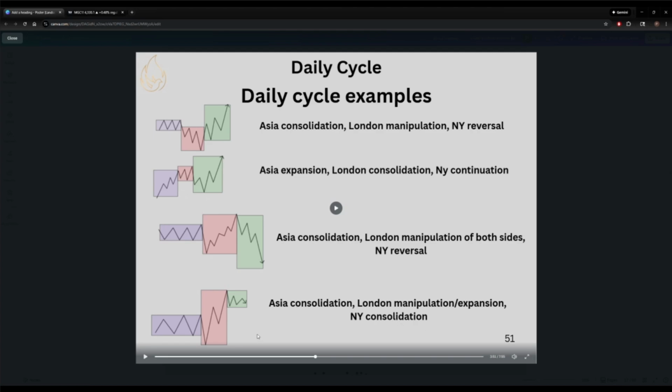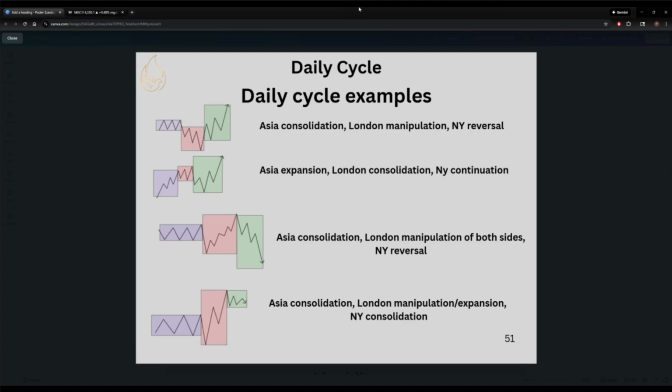Asia consolidation, London manipulation slash expansion, and then New York consolidation. Sometimes, if London has a big move, New York might just chill out, you know. These are the most likely to happen. If we see these two on the left, we can anticipate the third one.